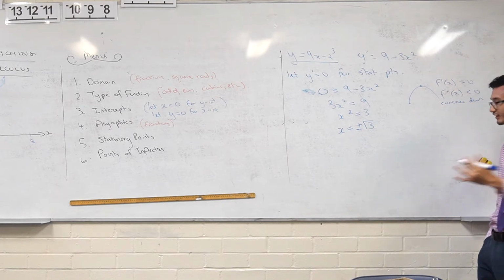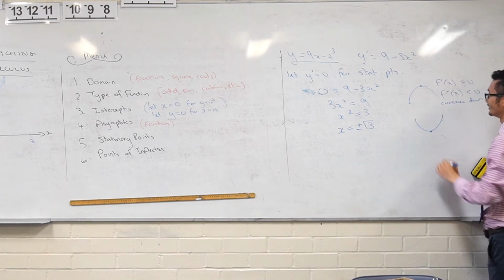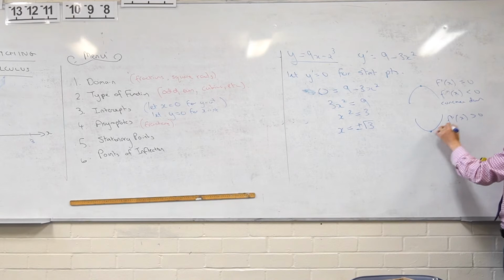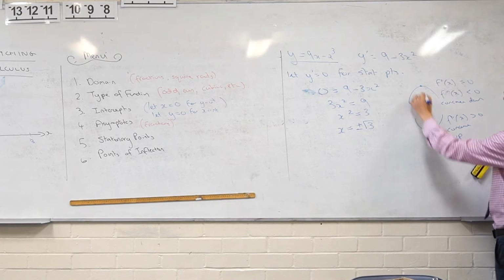What was the other alternative, Joel? What else could we have? We could have this guy: f double dash of x is greater than 0. Yeah, concave up. So that's the other condition that you can look for. That's for the minimum, that's for the maximum.